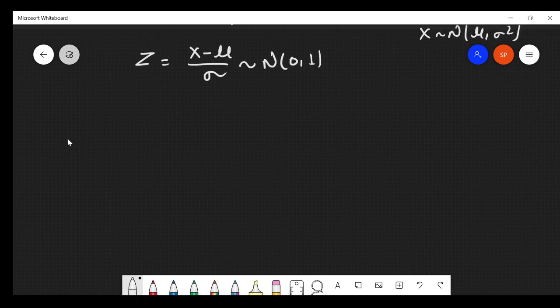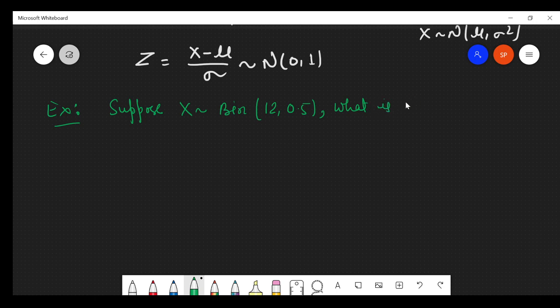Now we go for one example. Suppose x follows the binomial distribution with parameters 12 and 0.5. Then what is the value of the probability that x lies between 4 and 7?